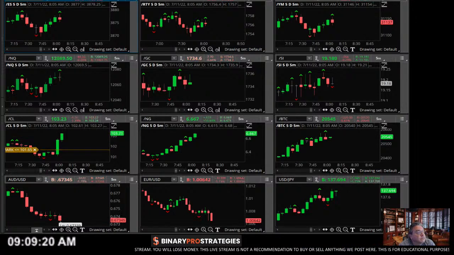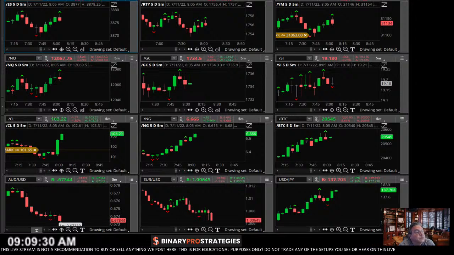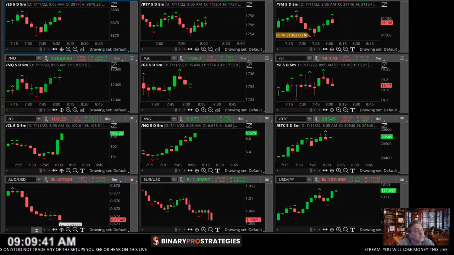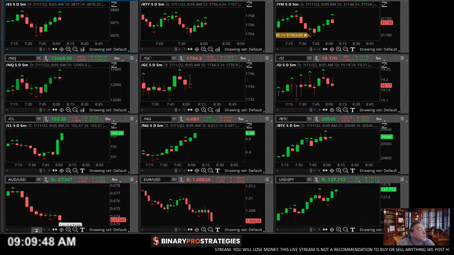Profit target hit. 310.63 target on that mini Dow. Crude oil did hit that second target, so out of the crude. And let's see what the reversal is going to be on this mini Dow. Reversal point's going to come in at 312.13.